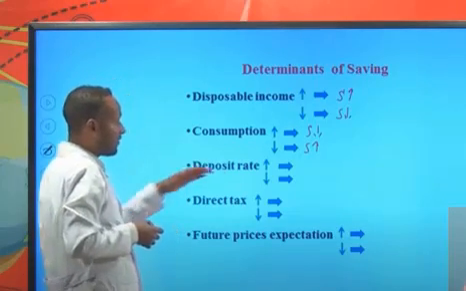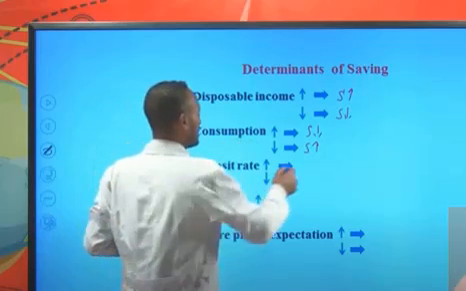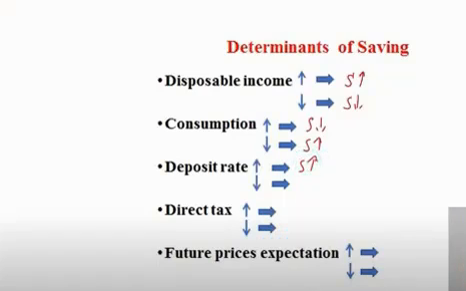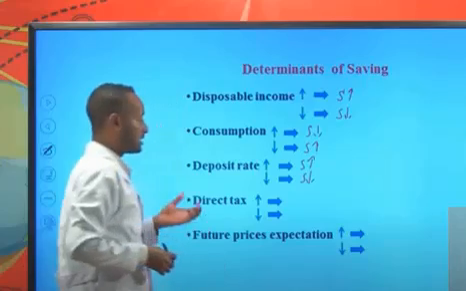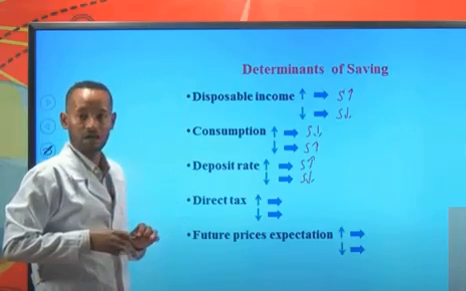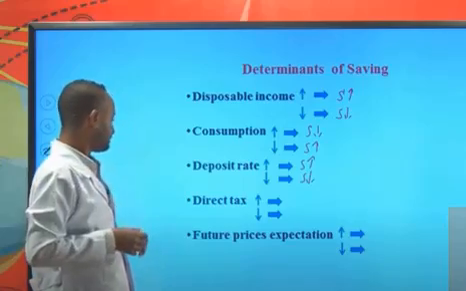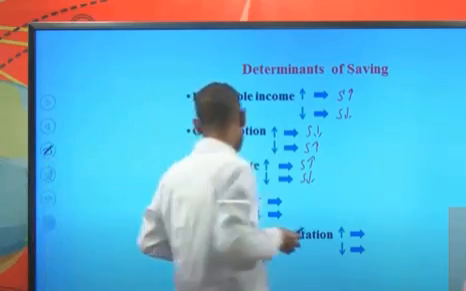If banks offer higher deposit rates, then the level of saving will increase, and if banks offer lower deposit rates for the money that we keep in a saving account, then the saving will decline. So there is a direct relationship between the changes in the direction of deposit rate and the level of saving of households. Direct tax is another determinant.